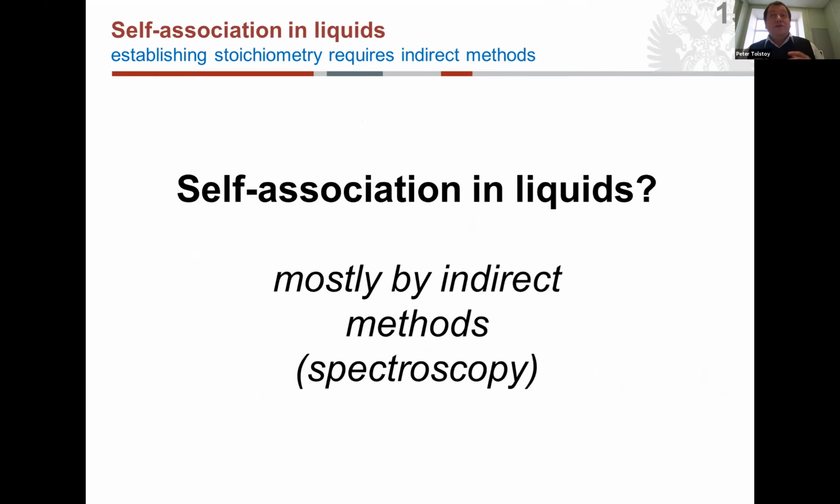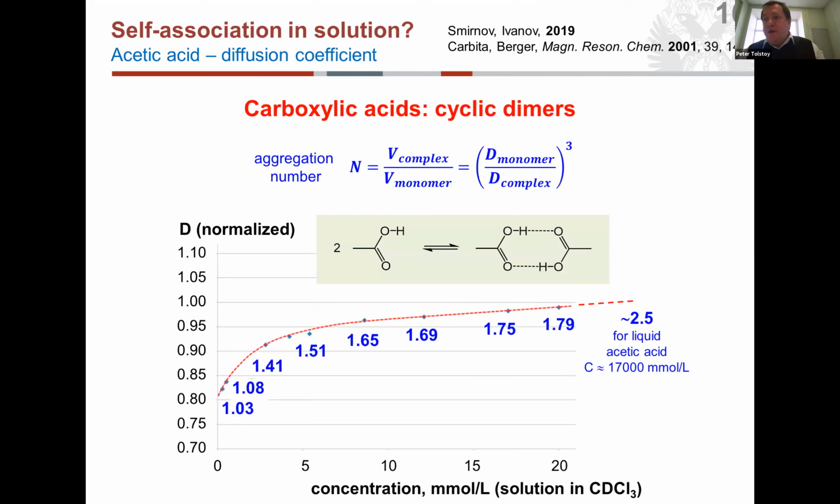If we put the molecules in solution, surrounding them by relatively inert organic solvent, how do they cluster up? What kind of complexes do they form? Here, we have to rely mostly on indirect methods, as crystallography will no longer be applicable. So spectroscopy, and of course, NMR spectroscopy is the one I will be talking about, is quite useful here. Now, one of the ways to establish at least the stoichiometry of the aggregate can be described like this.